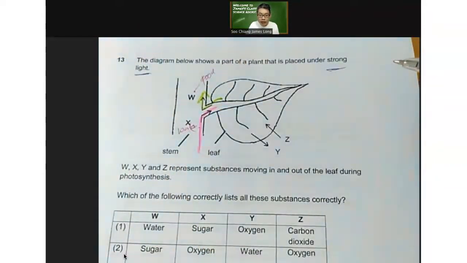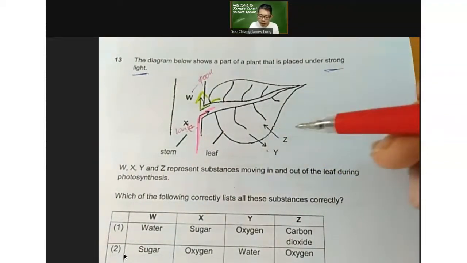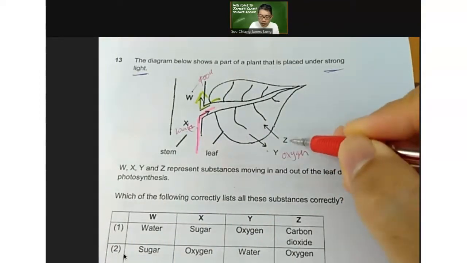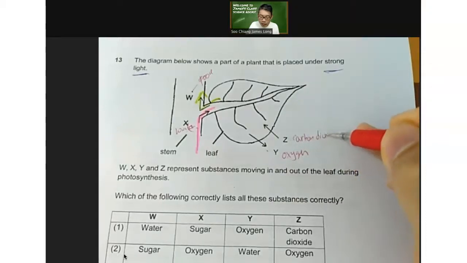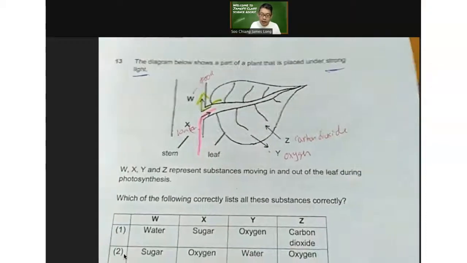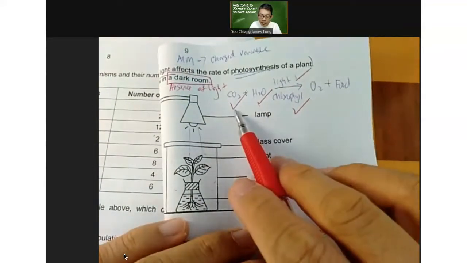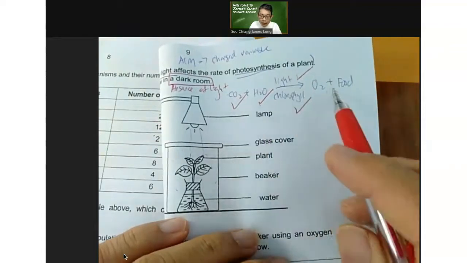So what is happening during photosynthesis? What is given out during photosynthesis? The gas given out would be oxygen, and carbon dioxide is needed. Carbon dioxide is needed. So let's recap. This is a formula. Carbon dioxide is needed for photosynthesis to happen, and you give out oxygen and food, which is your sugar.